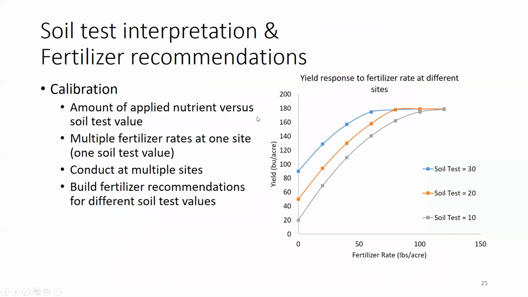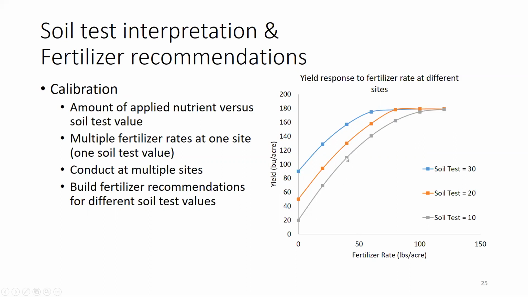This is another depiction of this. We have different soil test values. This soil test value was a 10. The orange one is a 20. The blue one is a 30. So you can see right off, as soil test levels increase with no additional fertilizer, my yields increase. That's not a surprise. Same thing across all those lines with the different rates.